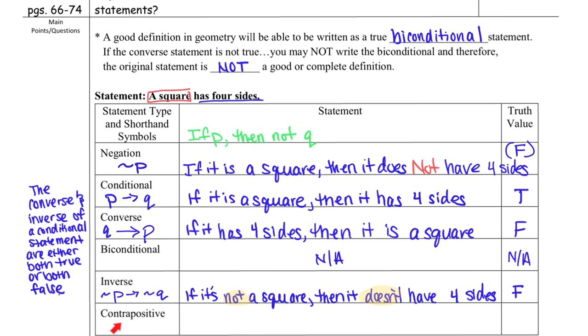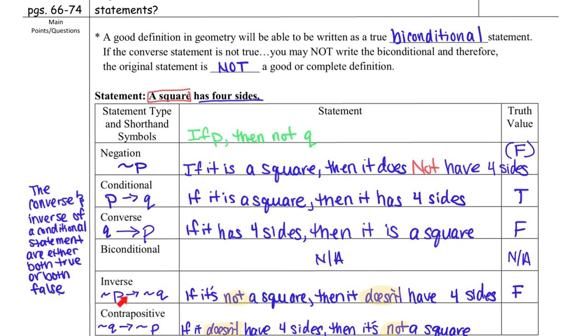Okay, for the contrapositive, we take the converse and then negate both of them. So we're going to negate Q and we're going to negate P. So you can use the converse statement that you already wrote and then just add the negation. So if it does not have 4 sides, then it's not a square.